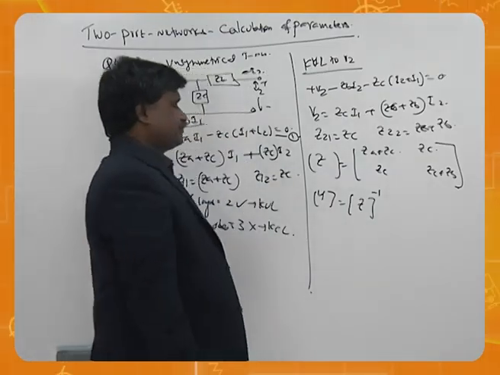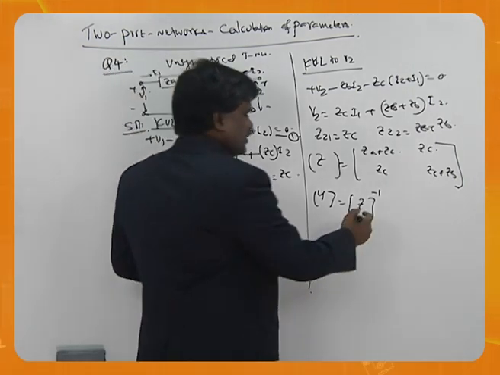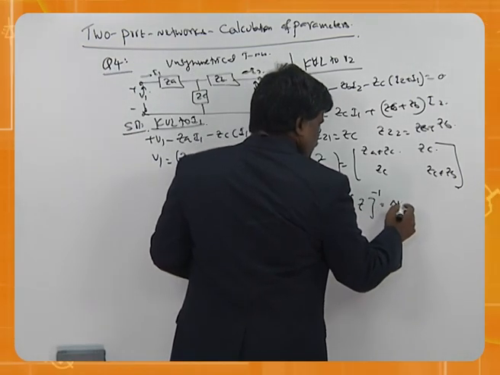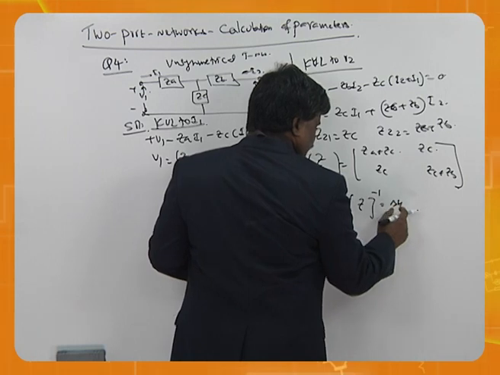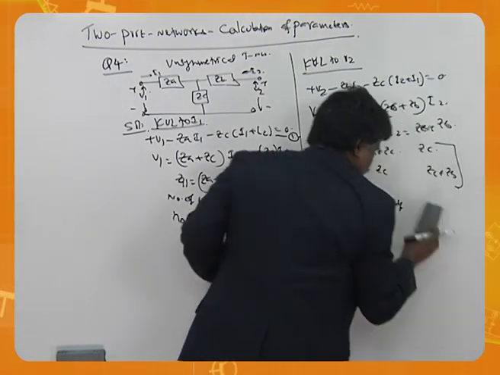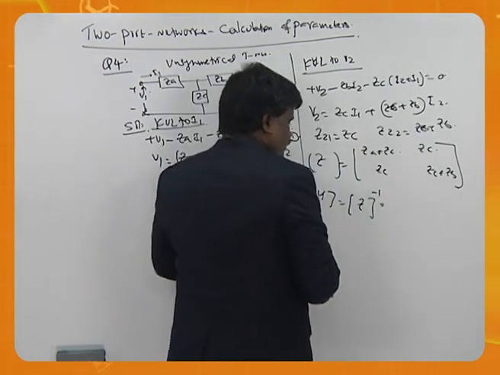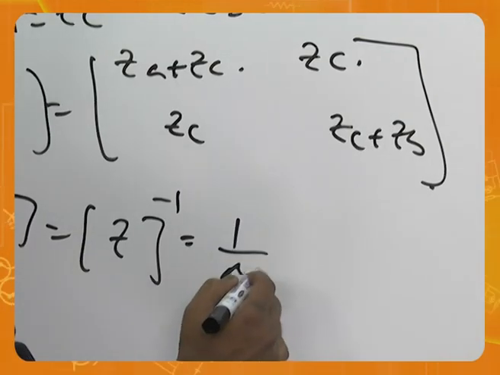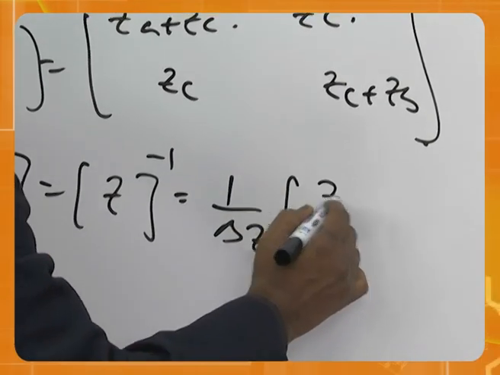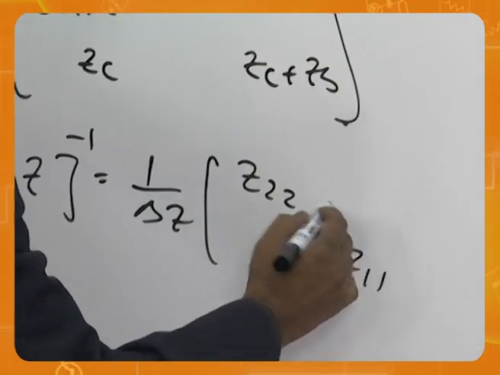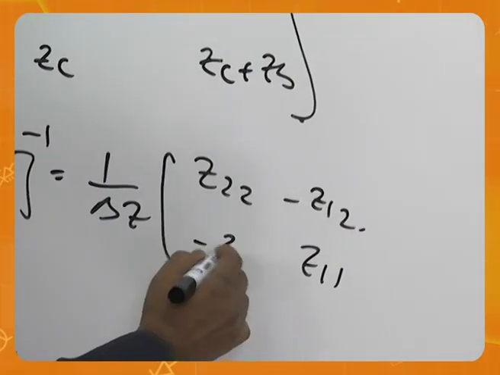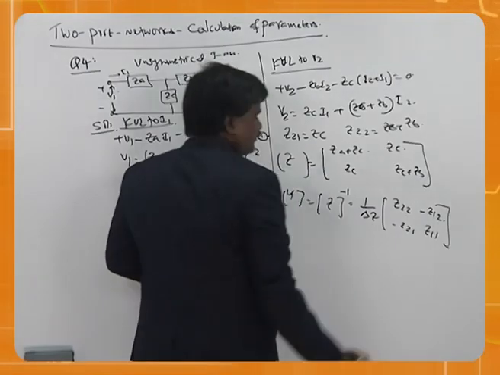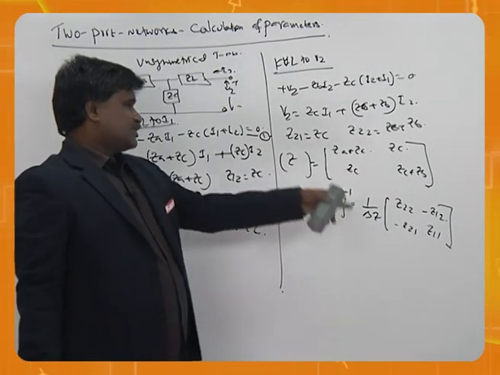Inverse. Inverse means what? 1 by delta Z, times Z22, minus Z12, minus Z21, Z11. That way you can adjust these values.